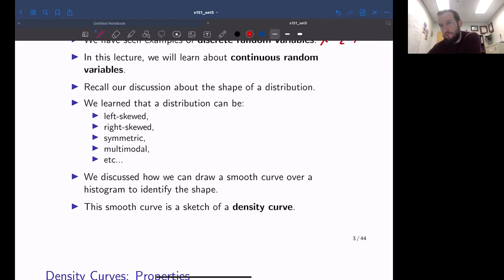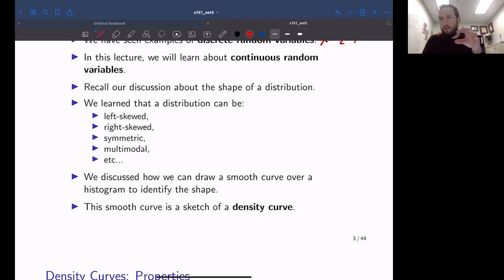When we talked about the distribution of the data set back in lecture set 2, we talked about two major ways of describing the shape of the data. That was through symmetry and skewness, or symmetry versus skewness, or modality.